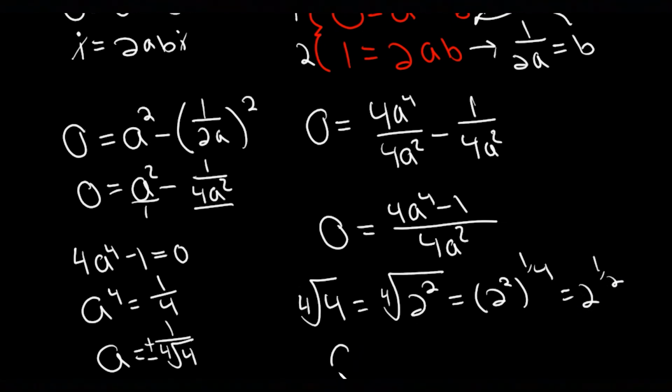So a is equal to plus or minus 1 over the square root of 2. And if you really want to, you can go ahead and rationalize that denominator. To rationalize it, you just multiply both the top and the bottom by the square root of 2. So you get plus or minus square root of 2 all over 2. Okay, so that is a. So now that we have a, why don't we go ahead and change the page and we'll solve for b, and then we'll pretty much have it.